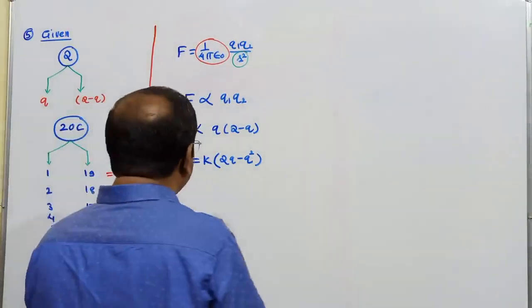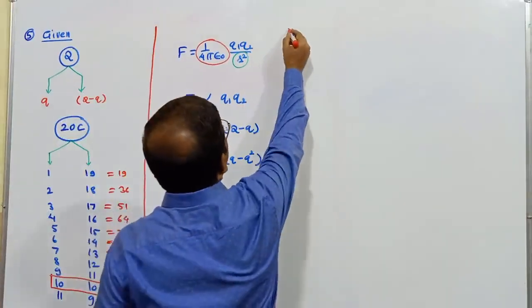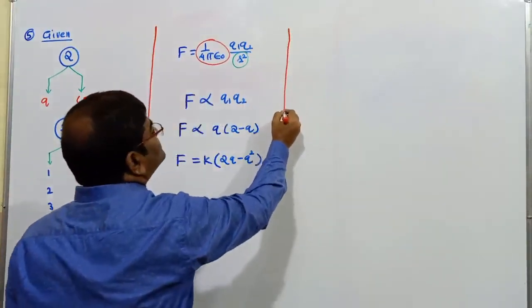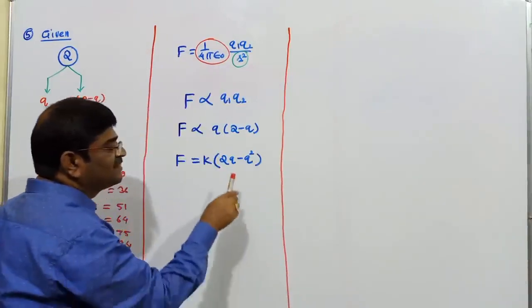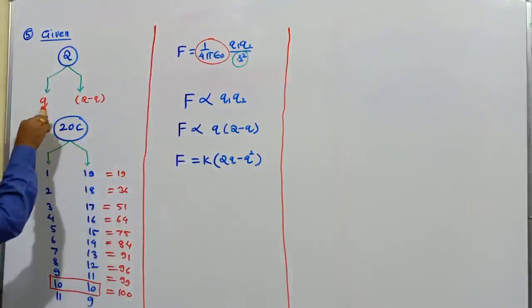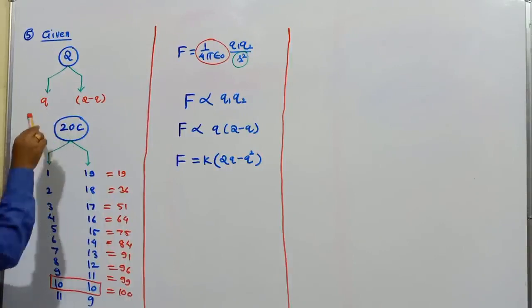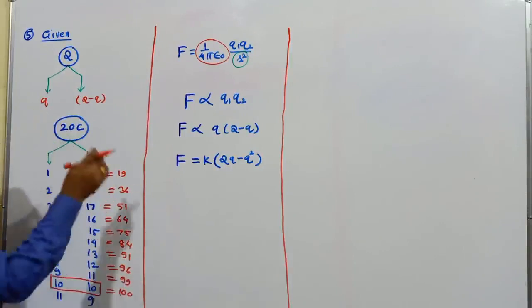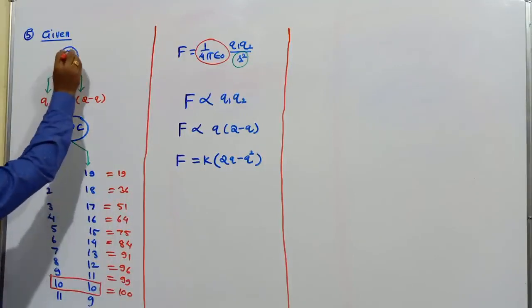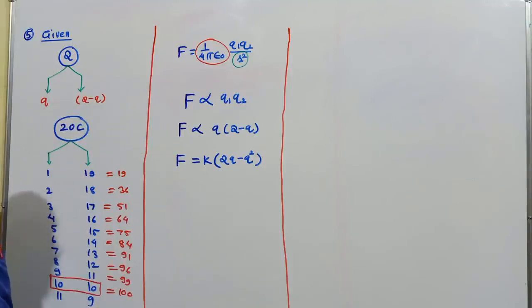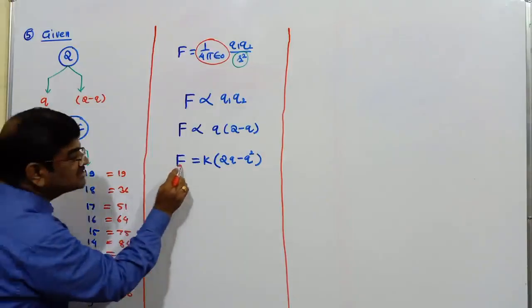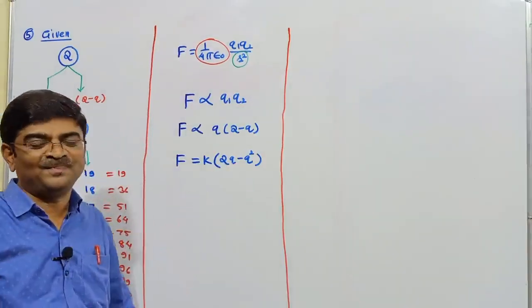Now I can clearly see that the force between two charges in a pair is a function of the divided part. Now this is small q. One of the parts depends on the other, obviously. So if this is 2 coulomb, this being 20, another by default I get 18. So I can see force is a function of this small q.